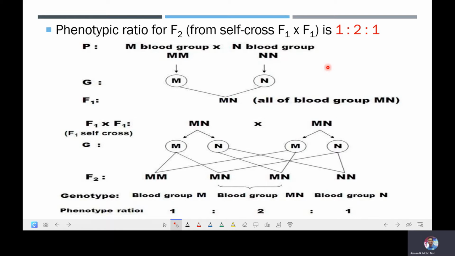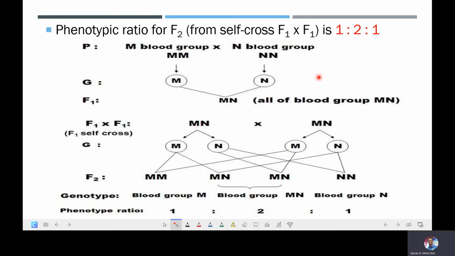This case involving codominant alleles deviates from the Mendelian inheritance. Why? Because the phenotypic ratio for the F2 generation will not be 3:1. Instead, the ratio will be 1:1.